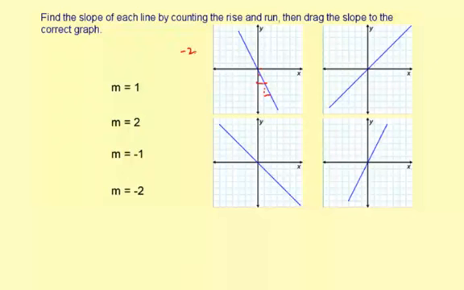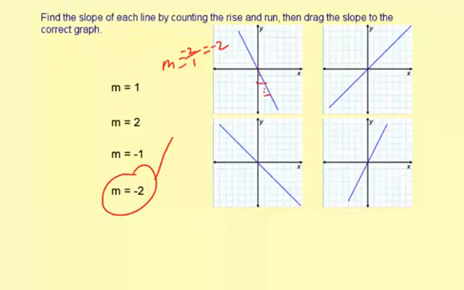So this down 2 is represented by negative 2, and the right 1 is positive 1. So this means our slope here is negative 2 over 1, or just negative 2. So that means this guy is going to go here.